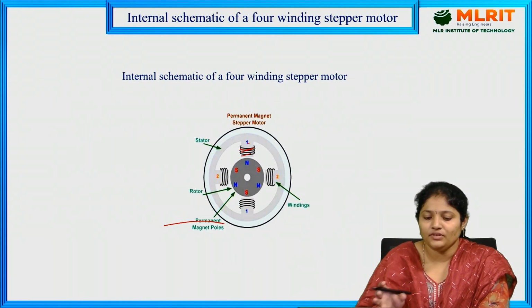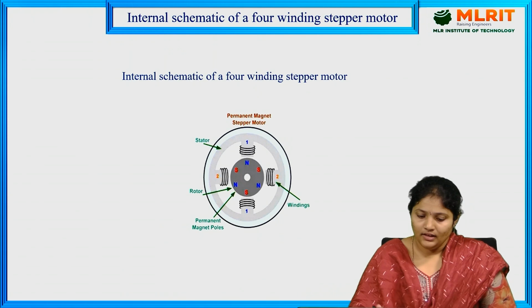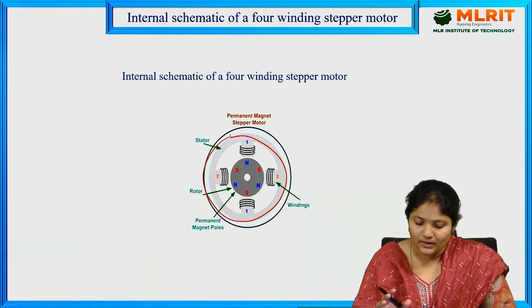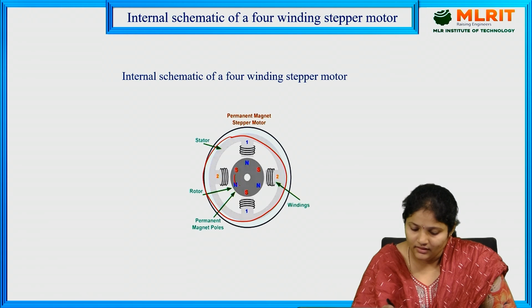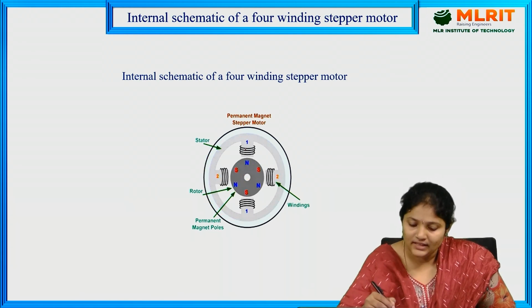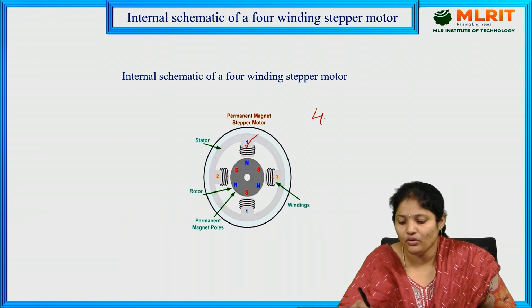So this is the internal schematic of a stepper motor. Here this is the stationary part. It won't move. And here this is the rotor, the rotating part. It will move according to the pulses applied to these windings. This is the 4-phase stepper motor schematic diagram.